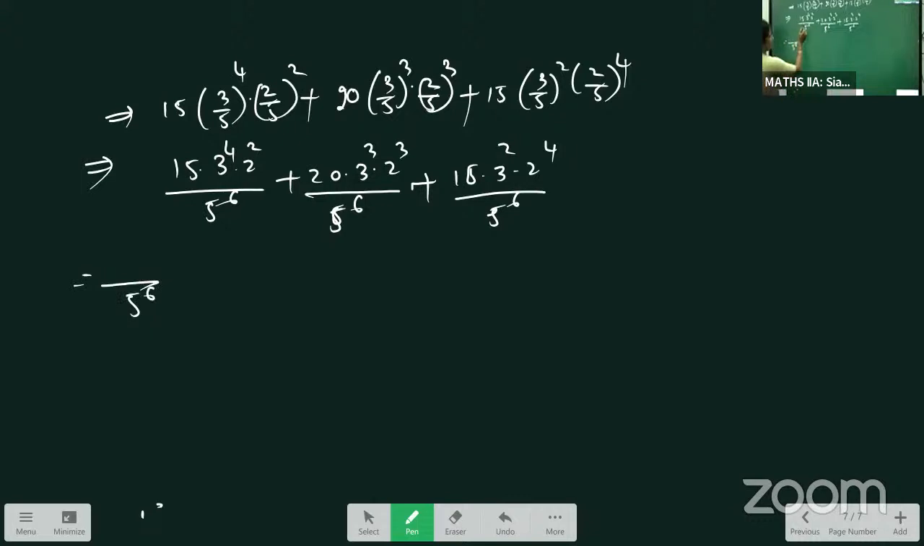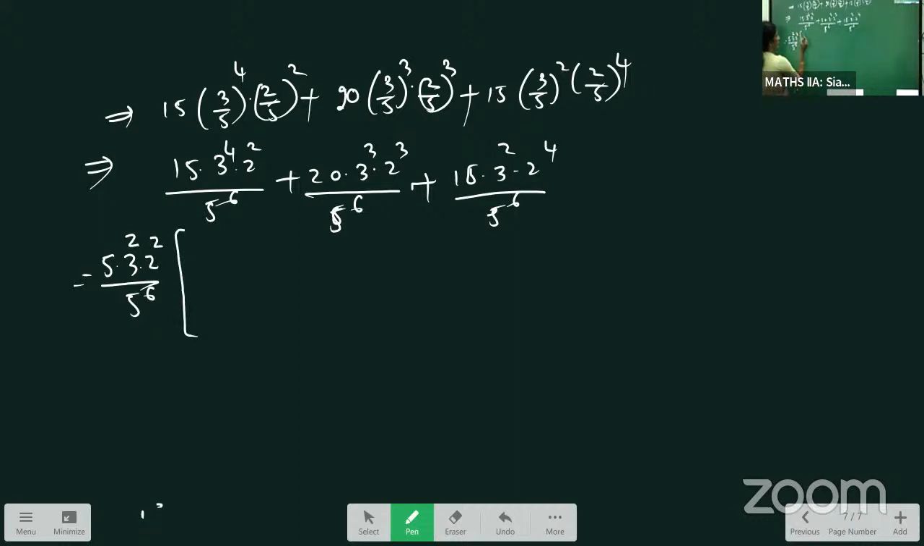If you observe in the numerator, every term is a multiple of 5. You can take 5 common. And every term has 3 power something, so the least power is 3 square. Take 3 square common. In the same way, 2 power also we have. The least term is 2 square. So take this as common.